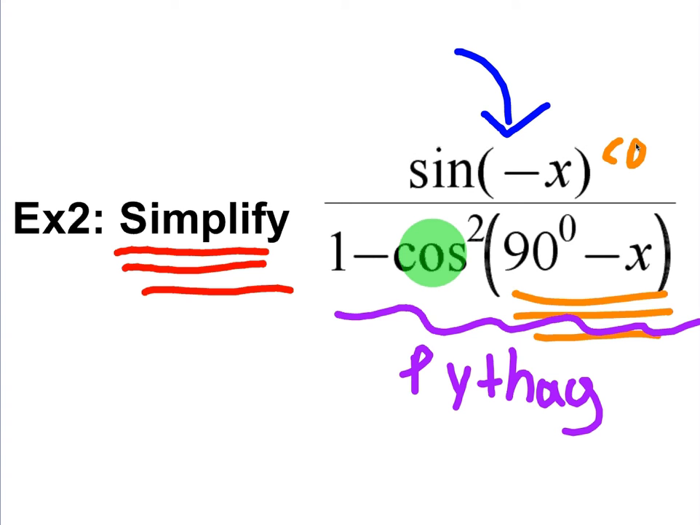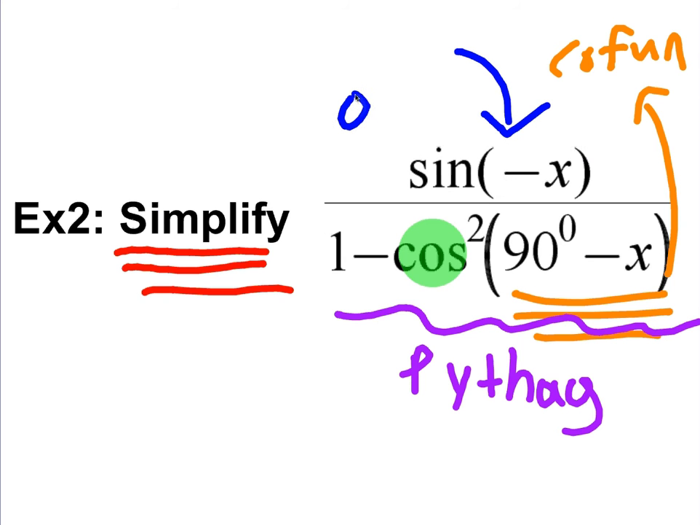So let's write this up here. We have a cofunction identity, I like to call it cofun. We have an odd identity, and we have a Pythagorean identity. This is why the order matters. Remember, you want to do the cofunction and even odd identities first, and then take care of your Pythagorean identities.